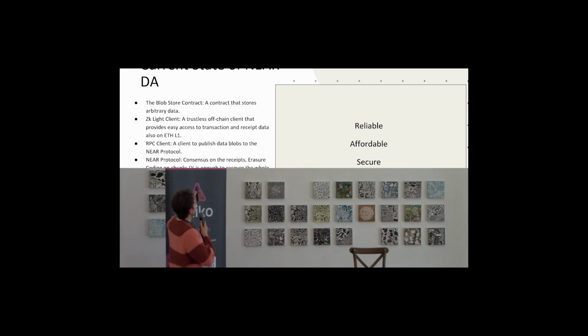How do we do that? We have a blob store contract. It's just a contract on Near L1. We have a ZK light client, which I'm going to be talking more about in detail, which relays the data inclusion proofs onto Ethereum L1. We have a very lightweight RPC client that you can just push your blob data to Near. And how Near protocol stores your data and provides data availability is through the consensus on the receipts. We also erasure code these blob data and push it to the L1. So our motto is to make everything reliable, affordable, and secure at the end of the day.